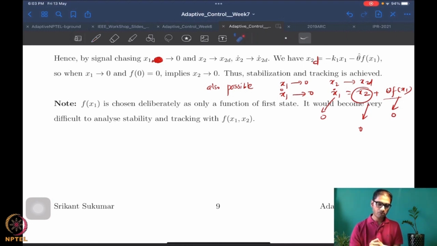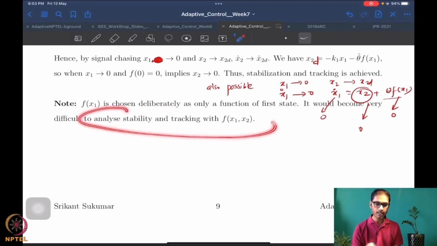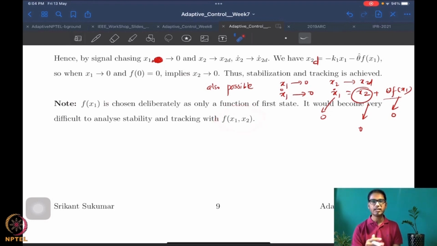So in this case, one of the caveats is that the function f is deliberately chosen to be a function of the first state only. If this doesn't happen, doing stability analysis will be very difficult. And you can also see that we are saying that f of 0 is 0 and things like that. So if it was a function of both the states, then you have to talk about x2 also being 0 and things like that. So this is a rather complicated situation. It would be a much tougher exercise, a research exercise, and may or may not work out for all cases.